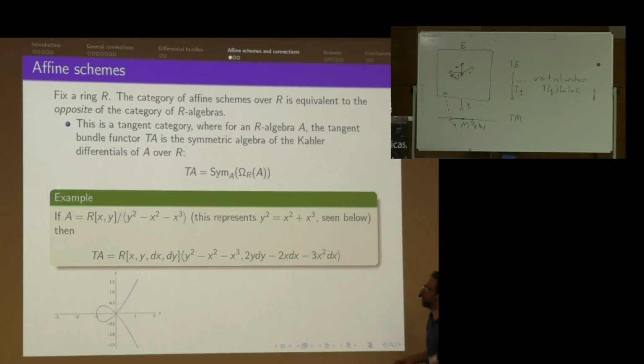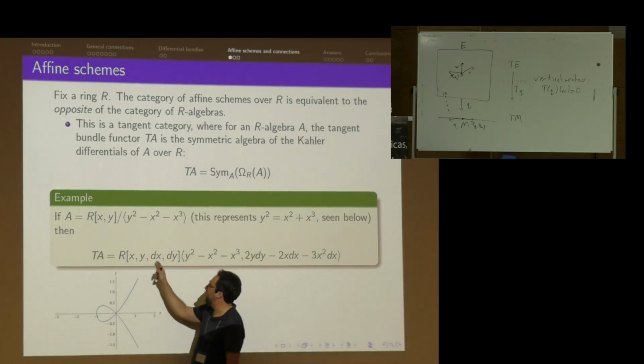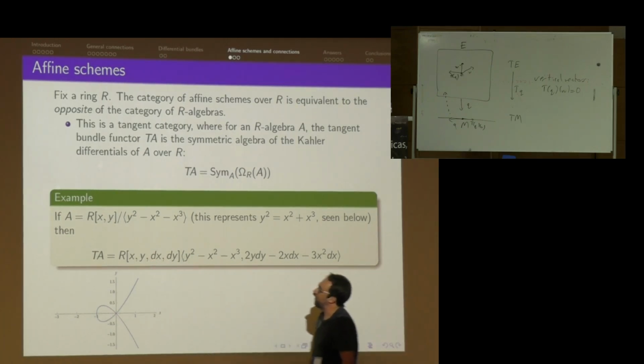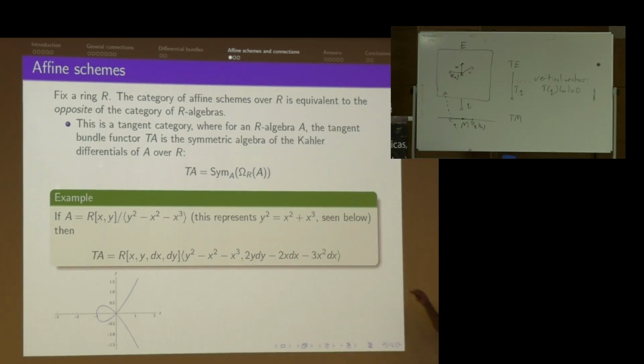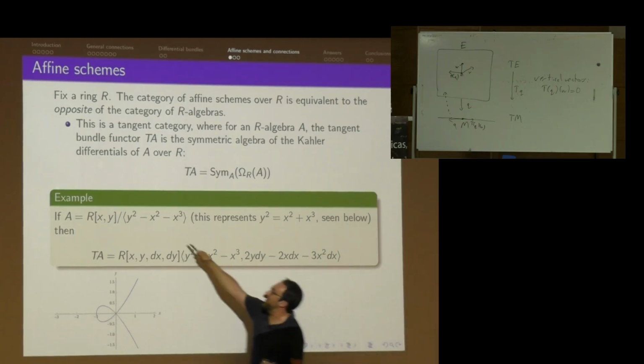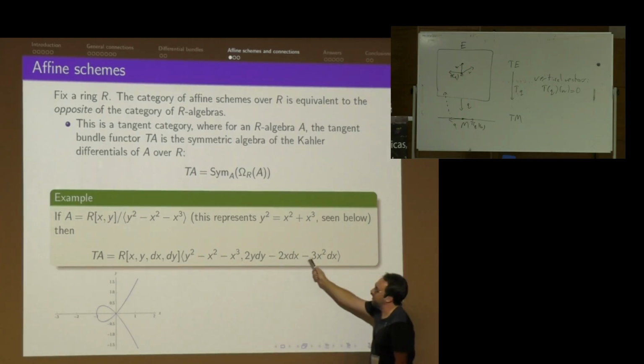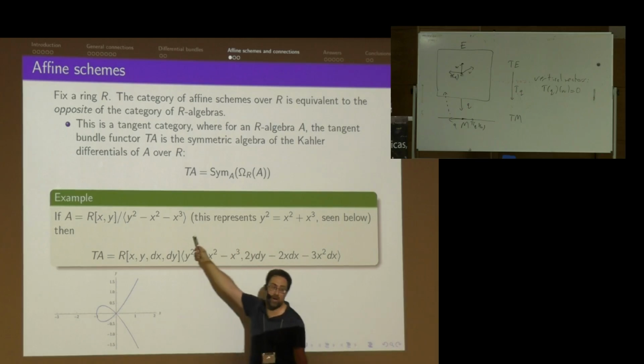Well, it's actually quite straightforward. You just take the polynomial ring and add a d generator for each of your existing generators. So for x and y, you have dx and dy. You keep the existing relation, and you add in the derivative of that relation as well. So you just d this thing here, and you get 2y dy minus 2x dx minus 3x squared dx.